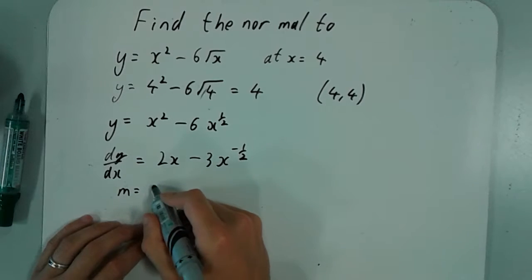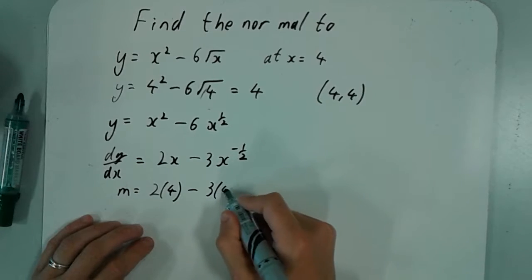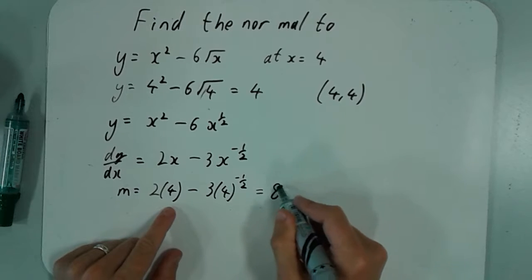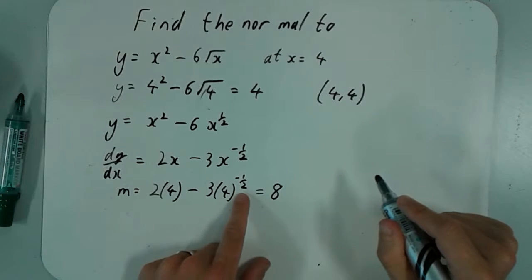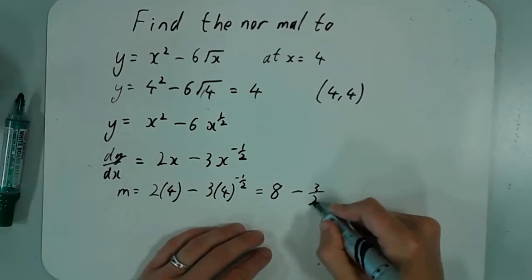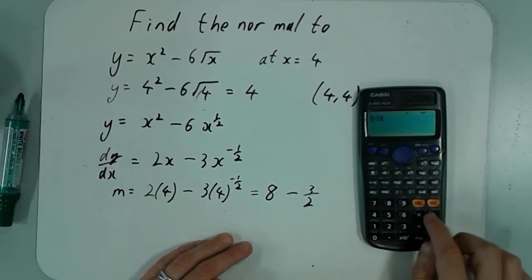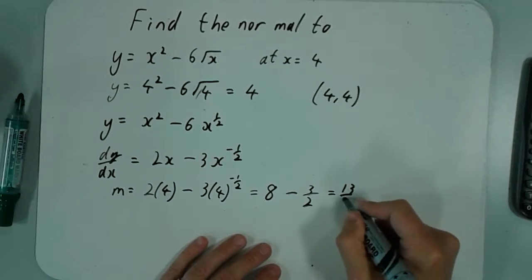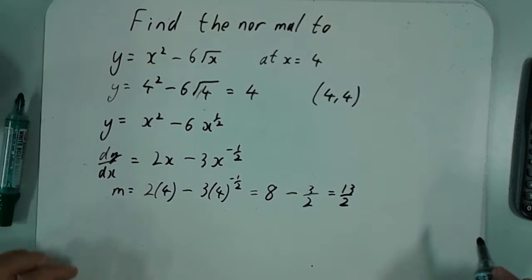x is 4, so we have 2 times 4 minus 3 times 4 to the minus half. 2 times 4 gives us 8. And then we've got negative powers, that's a reciprocal of 4 to the half, which is 2. So we've got 8 minus 3 halves. Let's just get that as a fraction. 13 halves. So we know that the gradient of our curve at this point is 13 over 2.